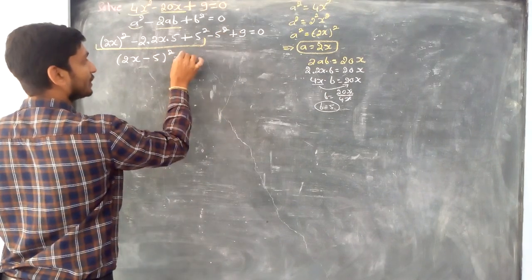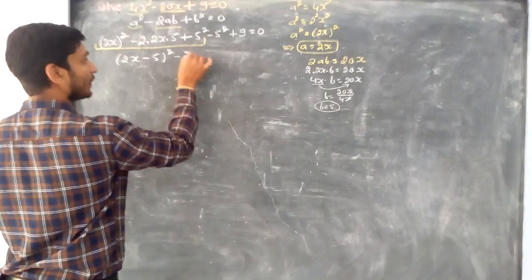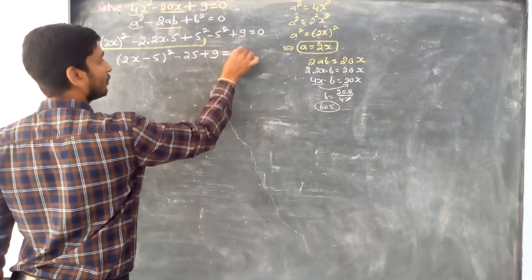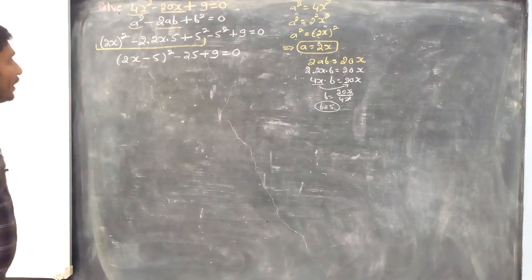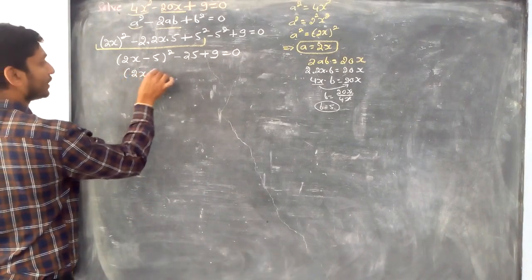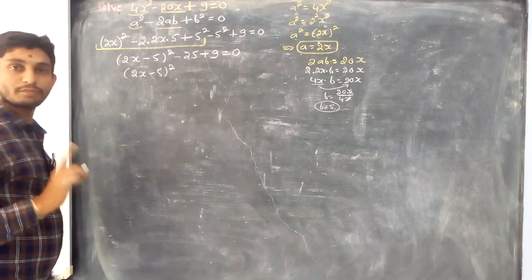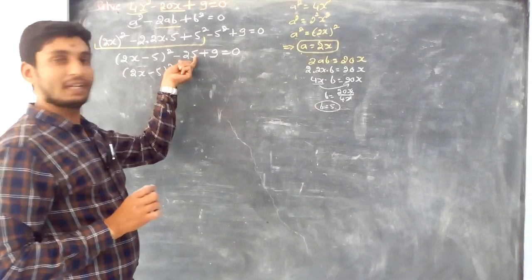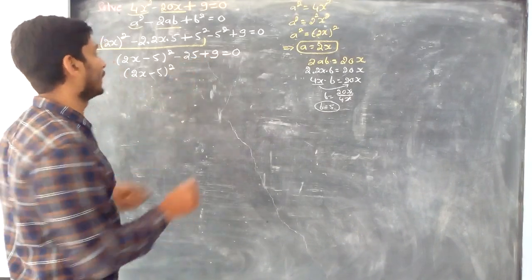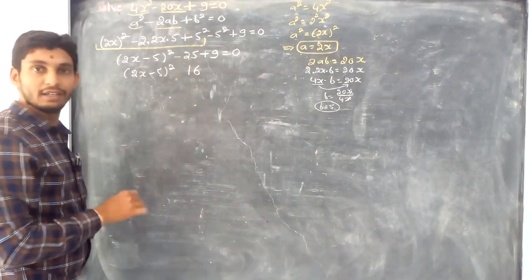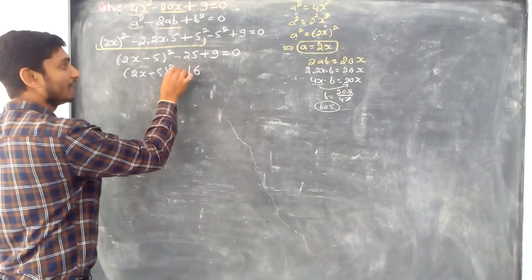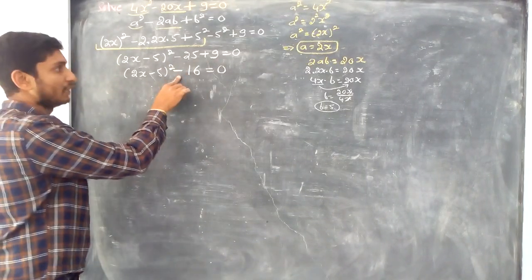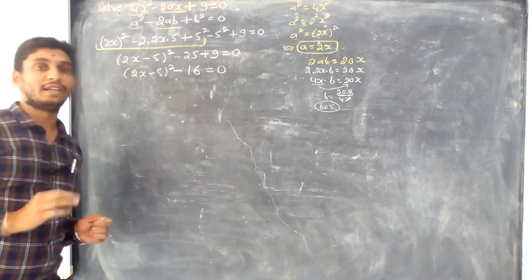Minus 5 square means 5 5s are 25, plus 9. Right, plus 9 equals 0. Let us simplify further: (2x minus 5) whole square. Yes, this minus this one is plus. Let us subtract 9 from 25. If you subtract 9 from 25 you will get 16. 25 is the bigger number but the sign is minus, that's why it is minus 16 equals 0.